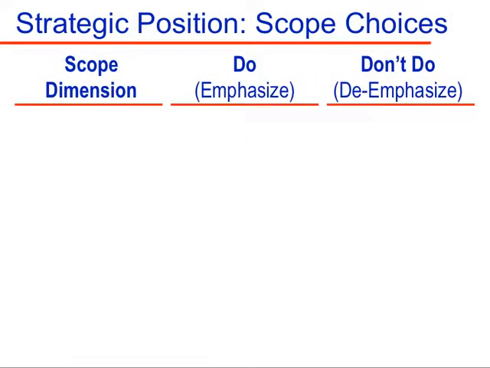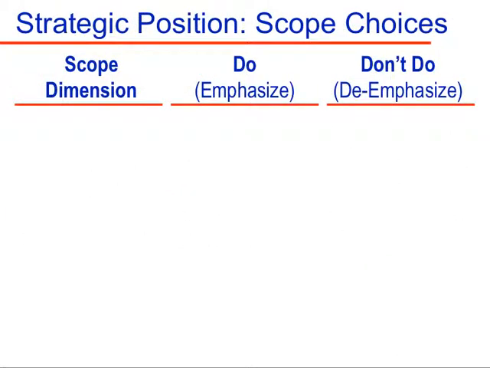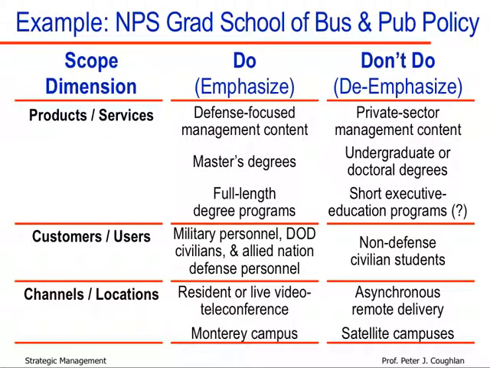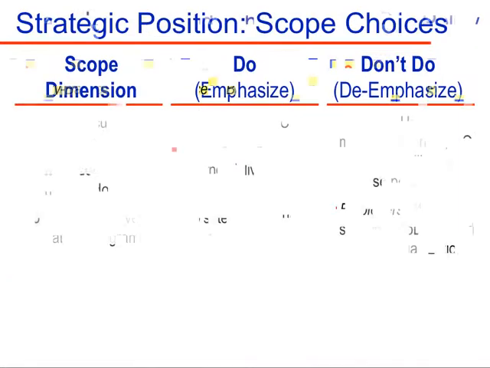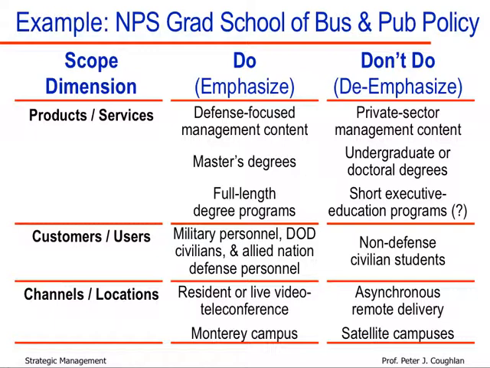But one way to define scope is, instead of just listing it here, to think about it in terms of what you do and what you don't do, because scope is saying what the boundaries are of what you do. And so using a template like this and creating an exhibit is another thing a lot of students have done, and you'll see some examples here. Here's the NPS GSBPP from before, but in that format where I have the scope dimension and what they do and don't do.